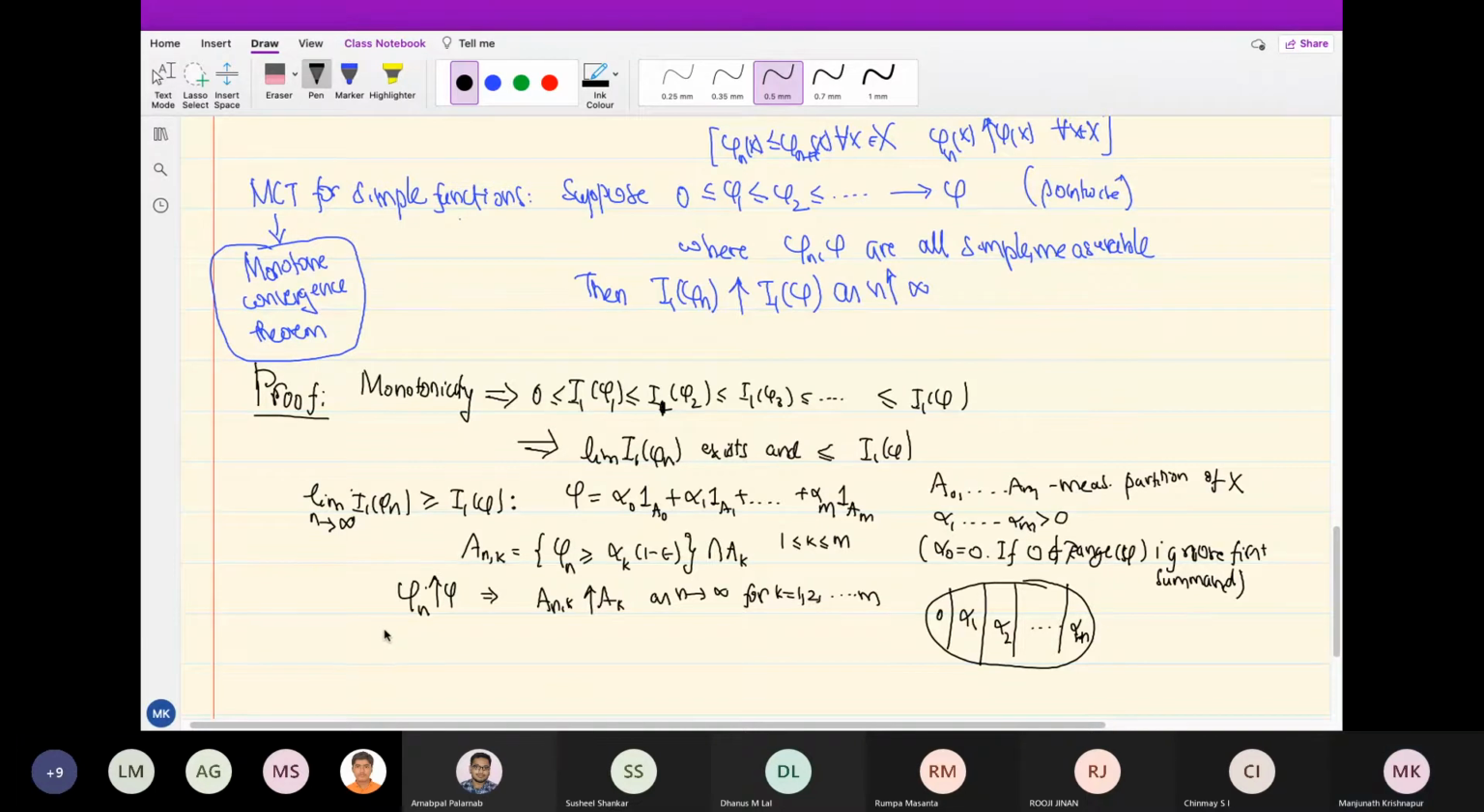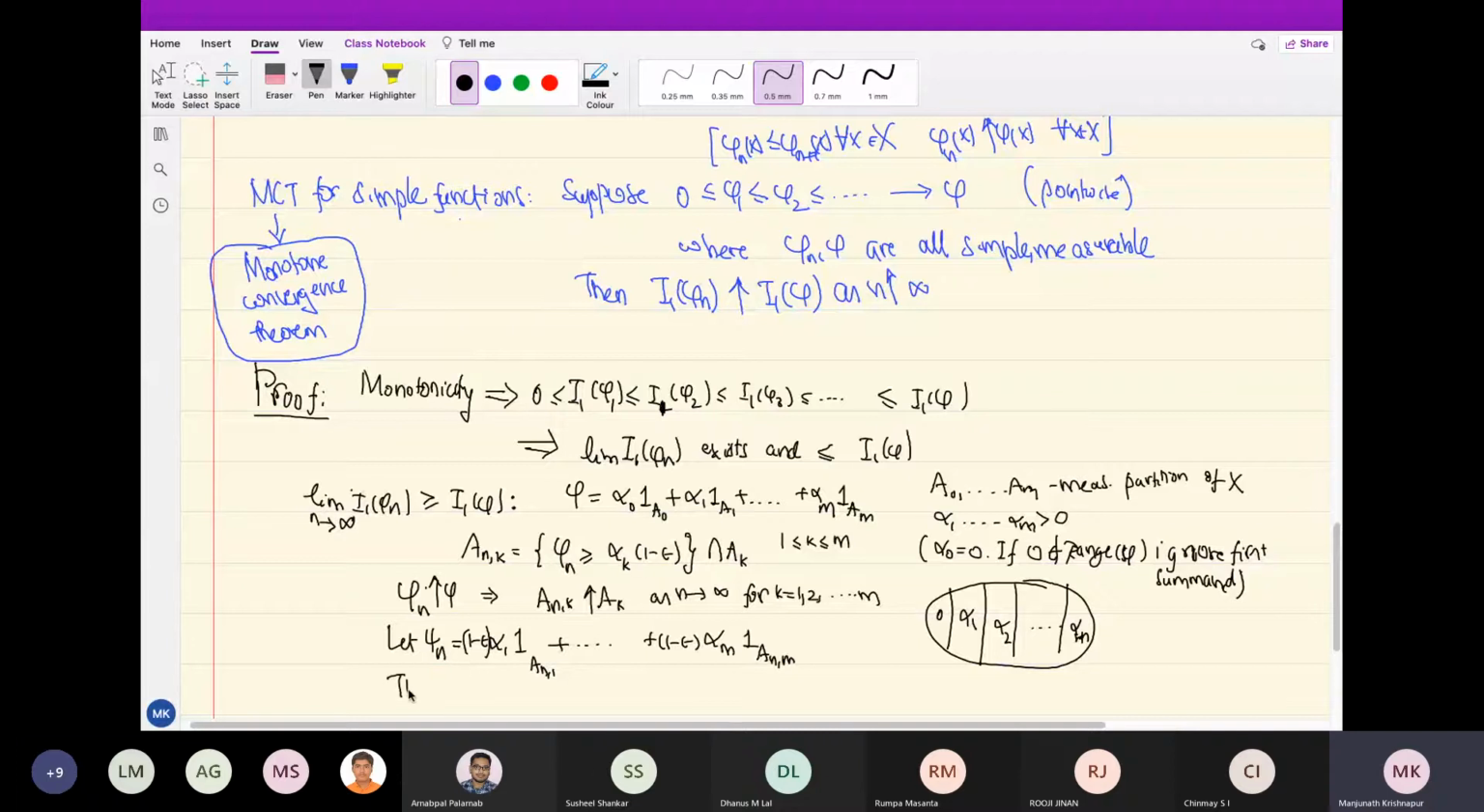So now let's define a new simple function psi_n, which is alpha_1 times (1 minus epsilon) times indicator of A_n1, plus and so on, up to (1 minus epsilon) alpha_m times indicator of A_nm. Okay, so on A_nk, psi_n takes the value (1 minus epsilon) alpha_k. That's all.